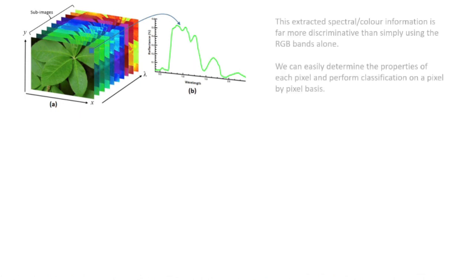They sample hundreds of spectral bands, so instead of just being RGB, you produce a huge spectrum for each pixel. And this spectrum contains very discriminative information, and it allows us to start classifying on a pixel by pixel basis, rather than classifying over the entire image, which you could never do on an RGB colour basis.